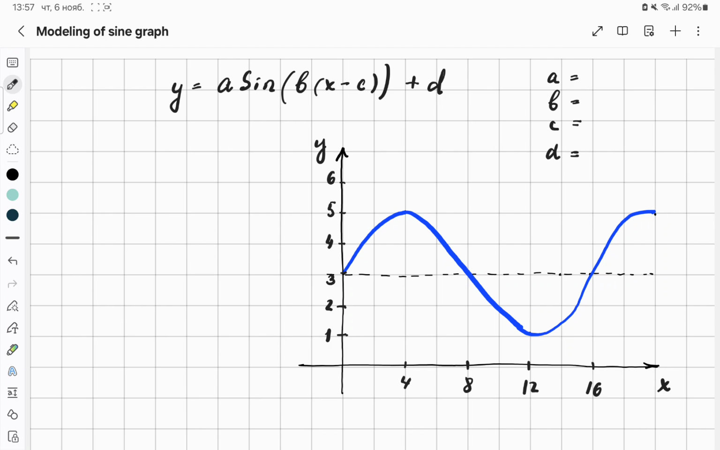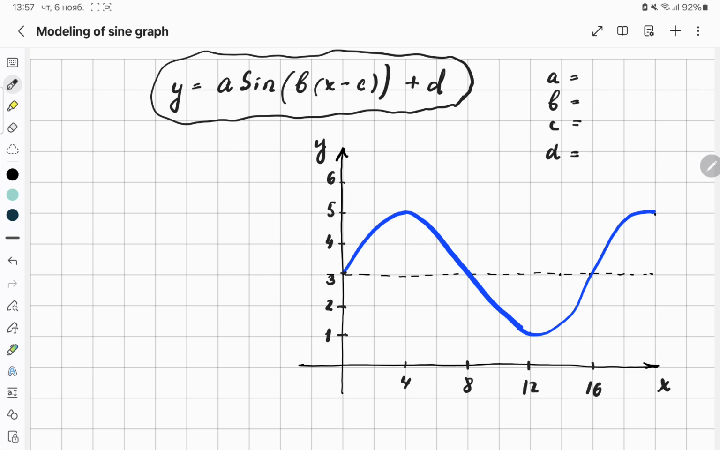In this question we will consider the way we construct the formula based on the graph. Given the graph, we should find the formula that this graph satisfies. Now we know that the sine model looks like y equals a sine(bx minus c) plus d, and in this lesson we will properly consider what each parameter stands for. So this question actually asks us to find these coefficients a, b, c, and d.